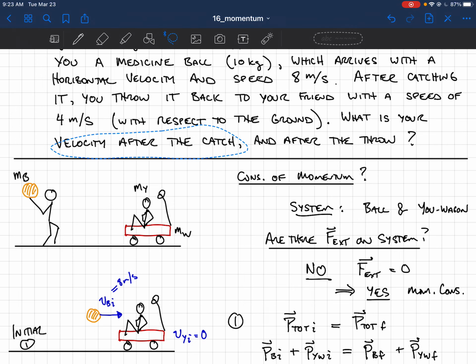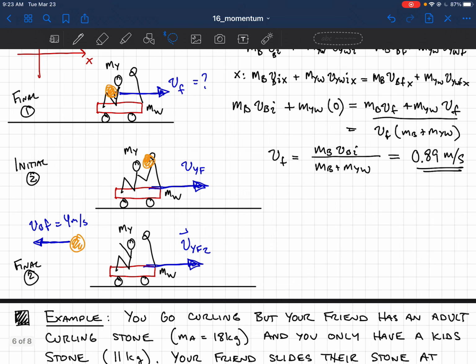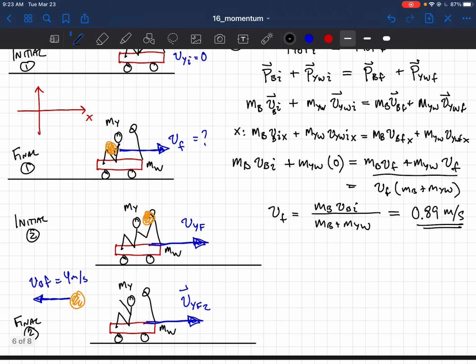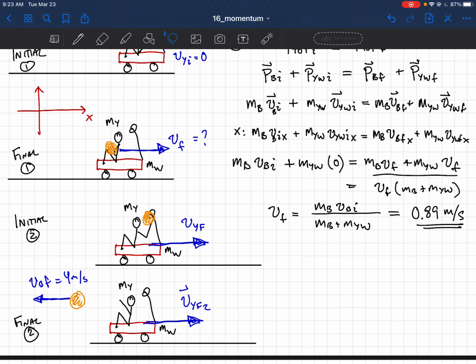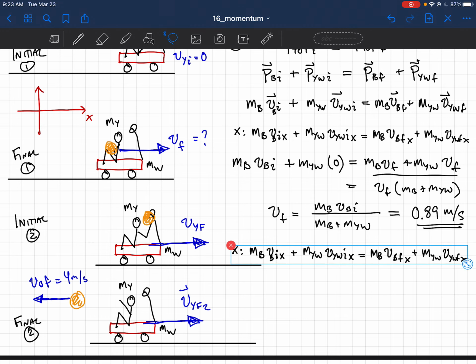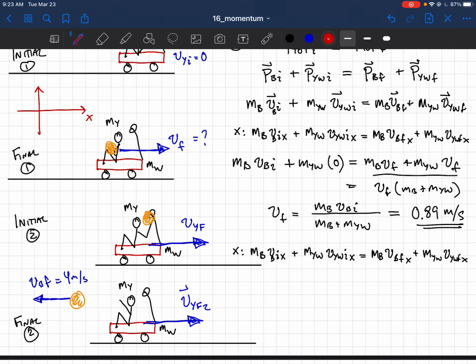What is your velocity after the catch? And then you're going to throw it, so what's your velocity after the throw? Well, we have exactly the same setup. We still have the two objects here. I'm just going to skip ahead to this equation here. So I can copy it actually. Because I have exactly the same setup, I have two objects. I have an initial and a final, and I have everything along the x direction, which I'll choose to be exactly the same. So I choose a coordinate system again, and I'm going to use that x direction.